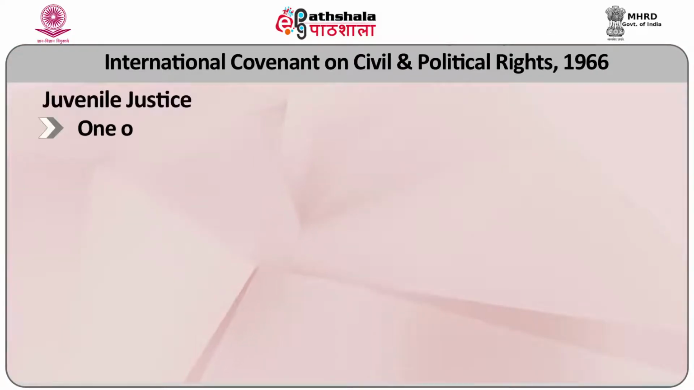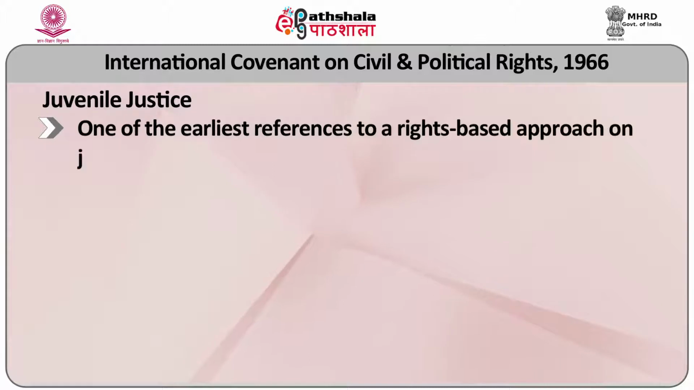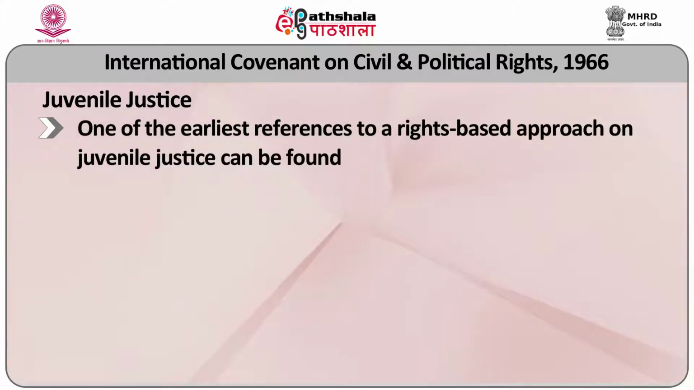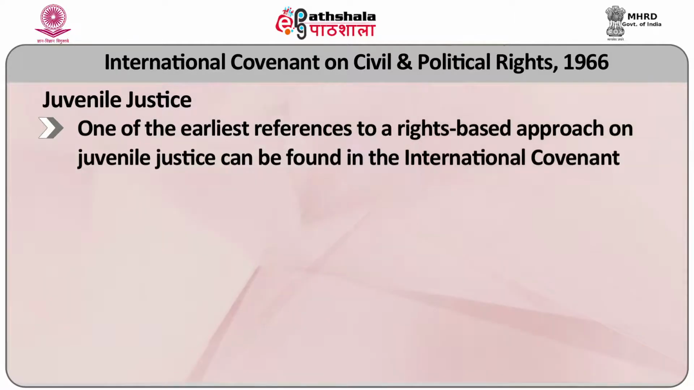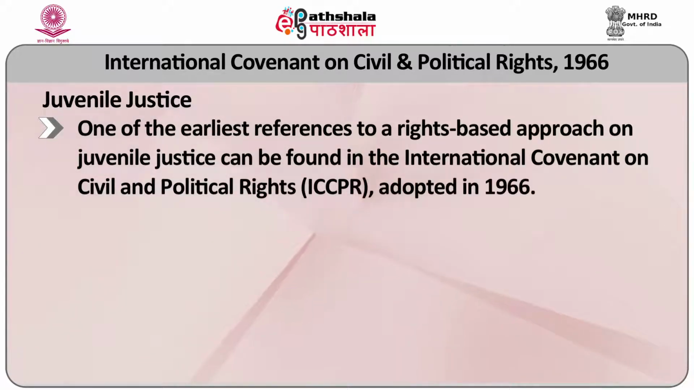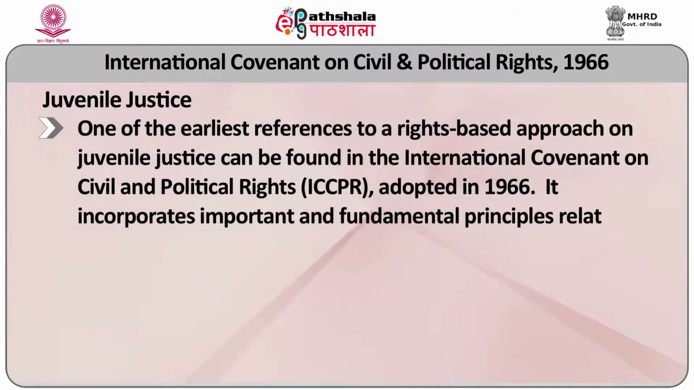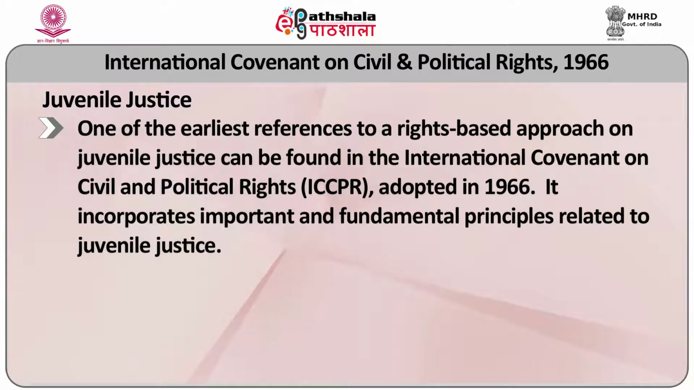So let's start with the International Covenant on Civil and Political Rights 1966. This is called the ICCPR. One of the earliest references to a rights-based approach on juvenile justice can be found in this ICCPR, which was adopted in the year 1966. It incorporates important and fundamental principles related to juvenile justice.